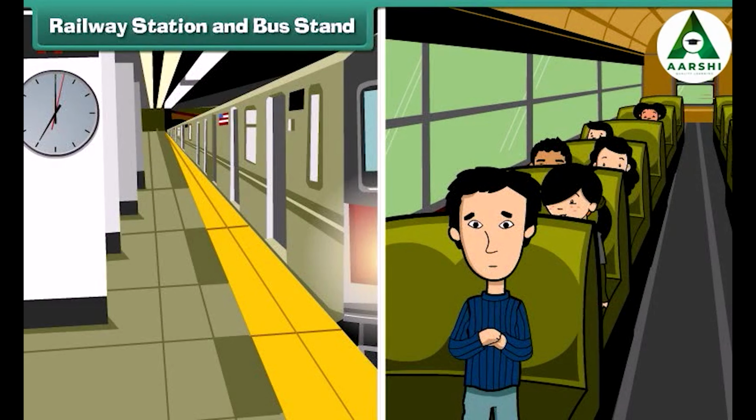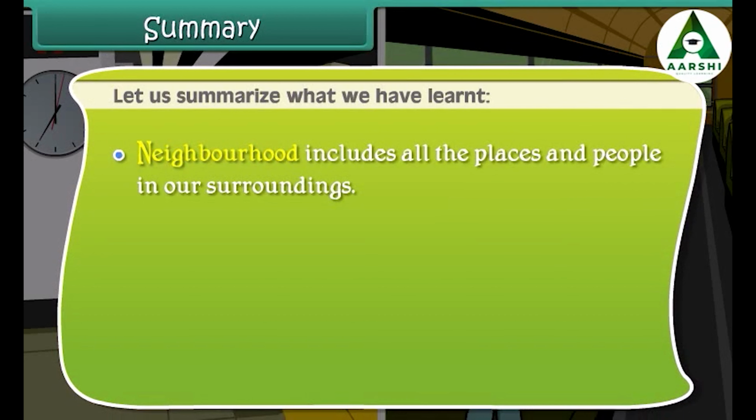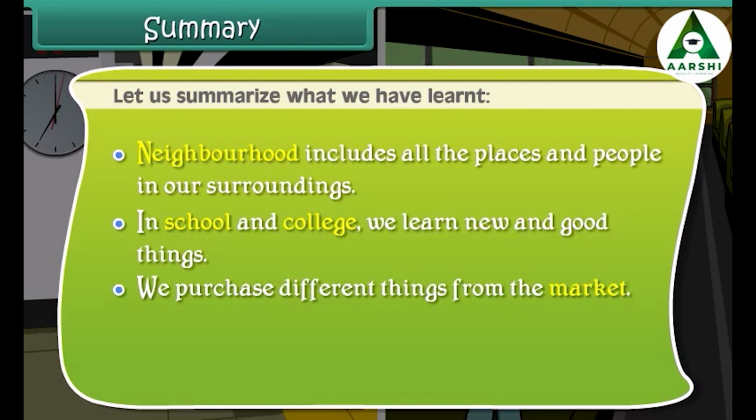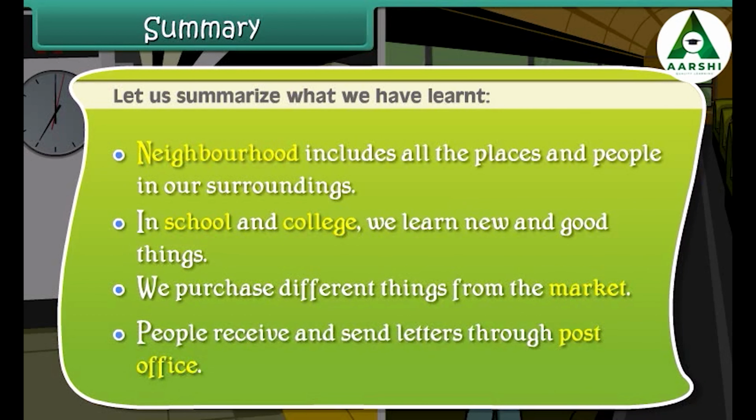Summary. Let's summarize what we have learned so far. Neighborhood includes all the places and people in our surroundings. In school and colleges, we learn new and good things. We purchase different things from the market. People receive and send letters through post office.